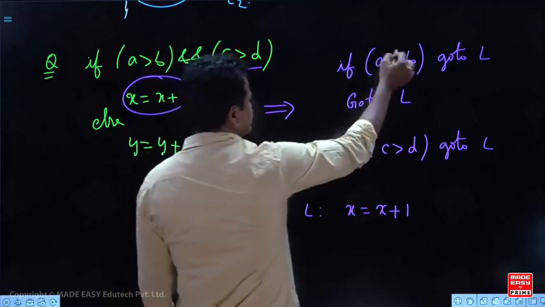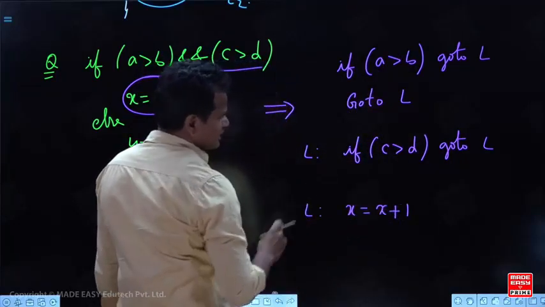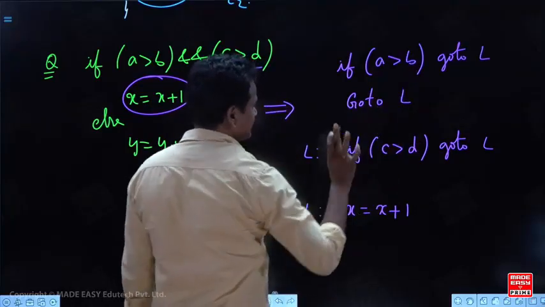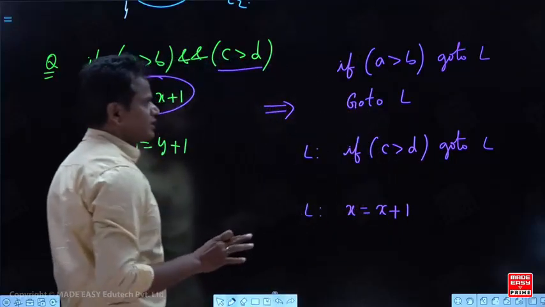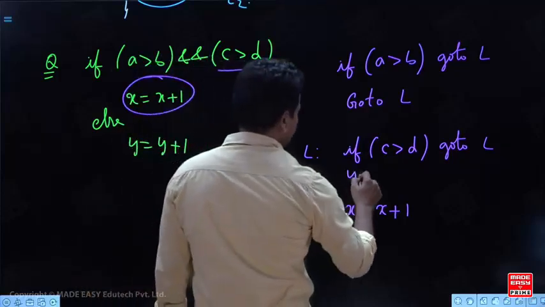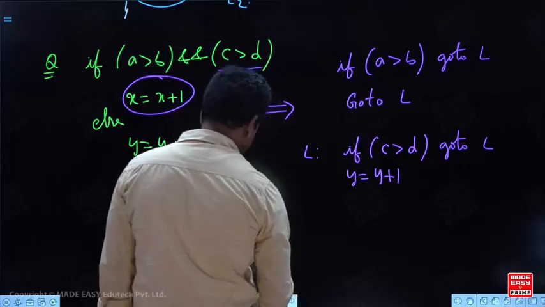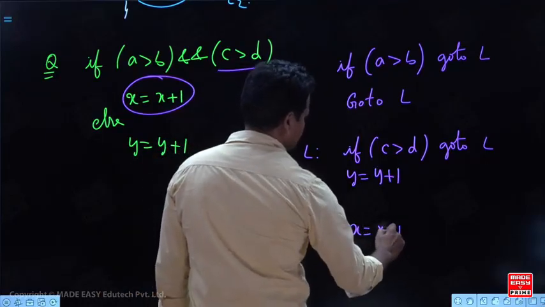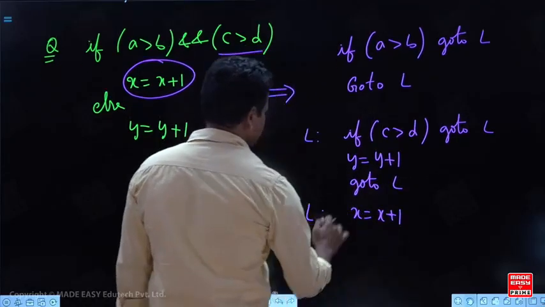Then suppose A is greater than B, then it comes to this, C is greater than D, then it goes to this. Suppose A is greater than B, but C is not greater than D, then it doesn't execute. Then either A is not greater than B or C is not greater than D, then you have to execute y equal to y plus 1. Then come out of this, go to some L, okay, this is L.